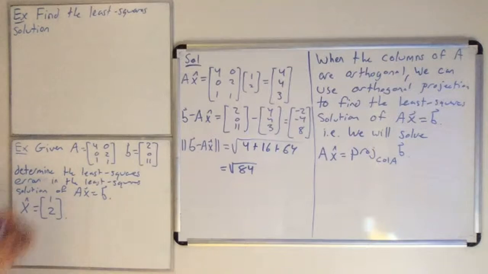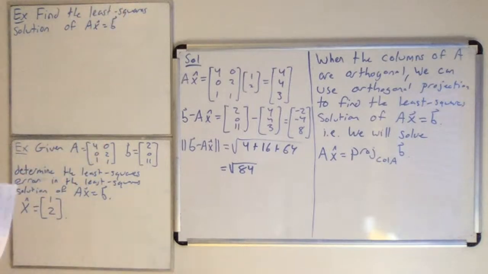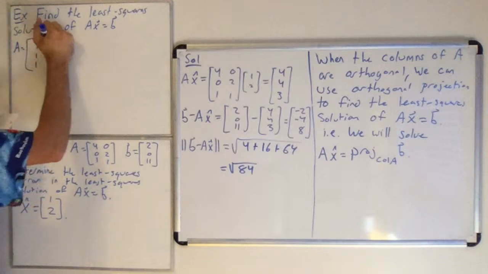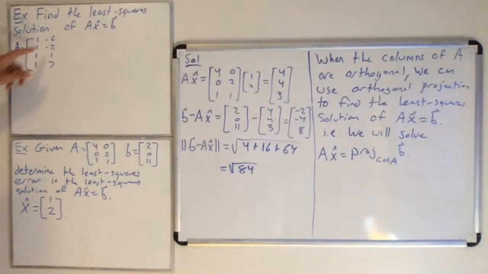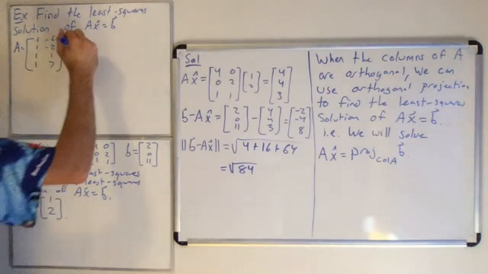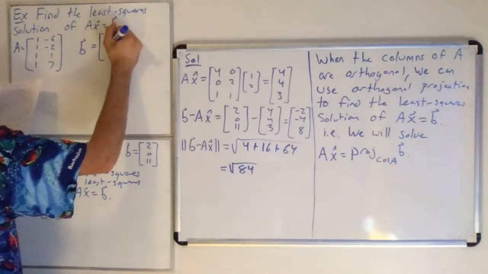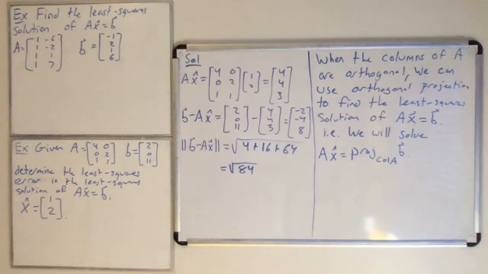So find the least squares solution of AX equals B, where A is the matrix (1, 1, 1, 1), -6, -2, 1, 7, and B is the vector -1, 2, 1, 6. Okay, and we'll solve it using this method here.